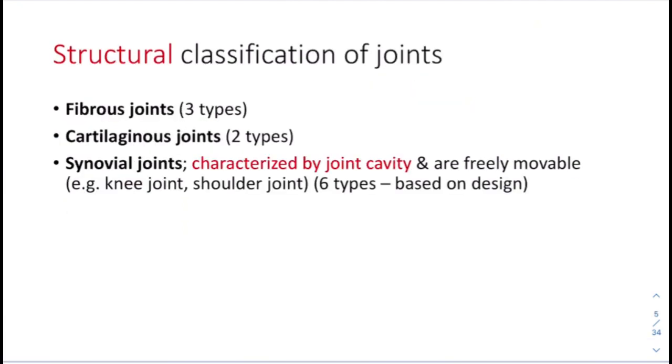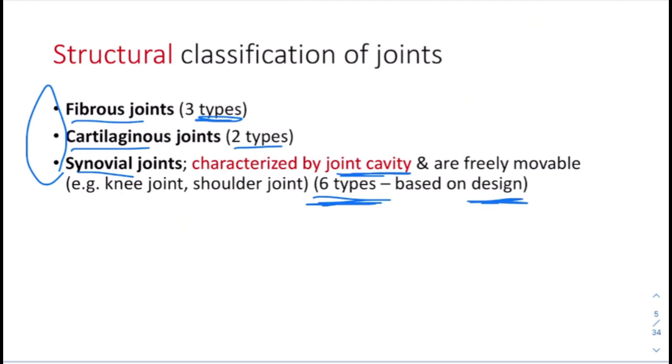Okay, so in terms of structural classification, we have three main types of joints. So we have fibrous joints, and then we have three types of fibrous joints. We have cartilaginous joints, and then there are two types. And we have synovial joints, and there are actually 6 types that are based on design or shape. And the synovial joints are characterized by a joint cavity. And we'll talk about this later on as well. We'll go into more detail.